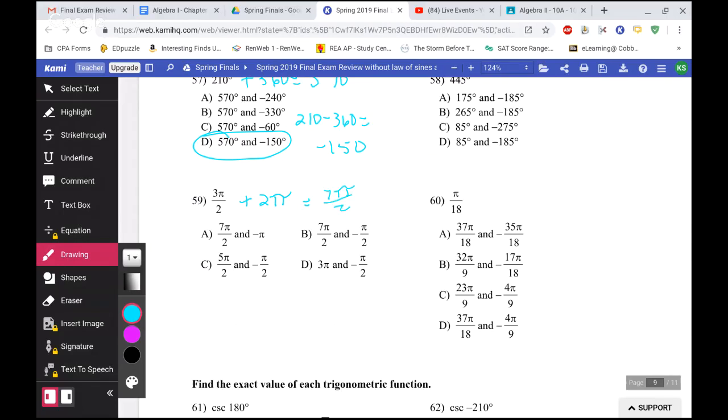Or you can convert this 2 pi to 4 pi over 2, which is the equivalent of 2 pi with a denominator of 2, I'm sorry. So then if you were doing it using that same method, you would get negative pi over 2.